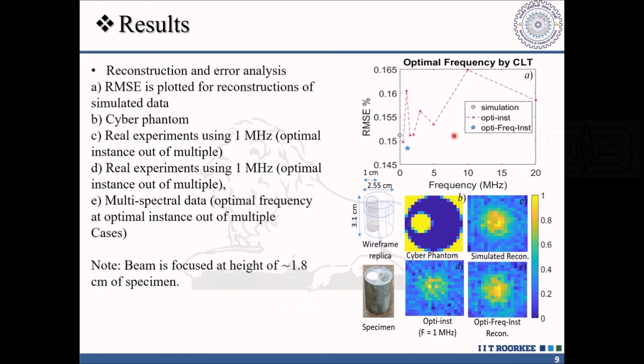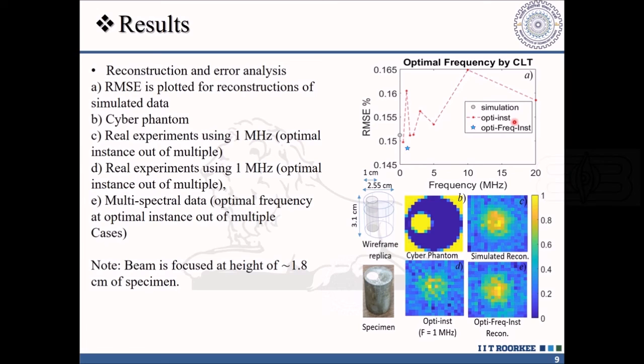In figure A, the optimal instance value represents the RMSE in reconstruction for each frequency when the optimal instance out of multiple instances has been selected, and the optimal frequency instance represents the RMSE in reconstruction when the optimal frequency has been selected out of multiple frequencies, and also the optimal instance has been selected out of multiple instances. Here we can say that the optimal frequency instance has a minimum RMSE value.